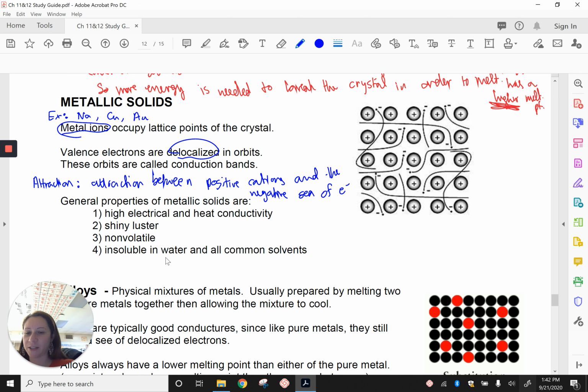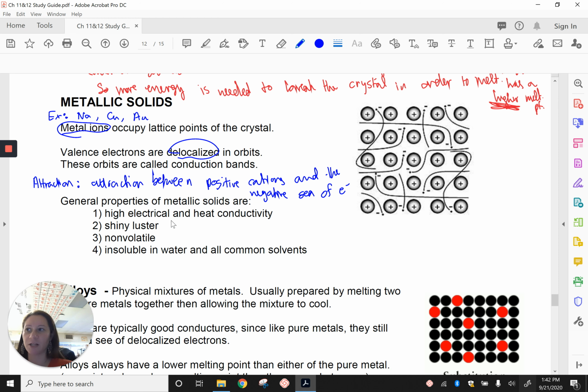Third question is properties. So metallic substances, they have very high conductivity, whether it's heat or electricity. They will conduct electricity even as a solid, and that's because of that sea of delocalized electrons. Remember, electricity is the flow of electrons, and so you already have electrons flowing here, and so that contributes to the conductivity of metals. They're usually shiny.